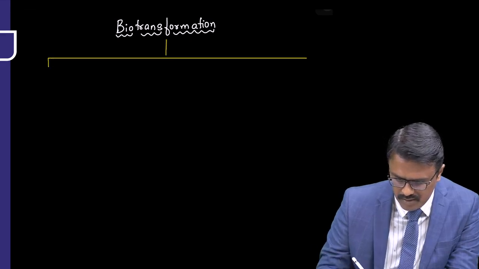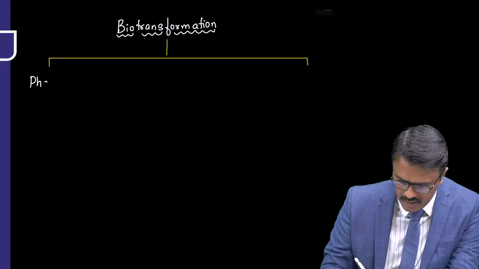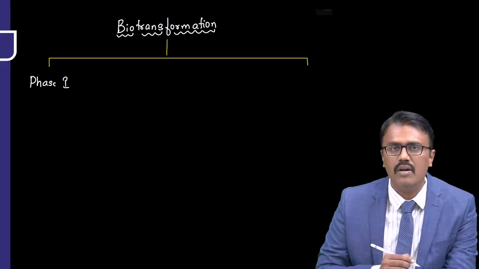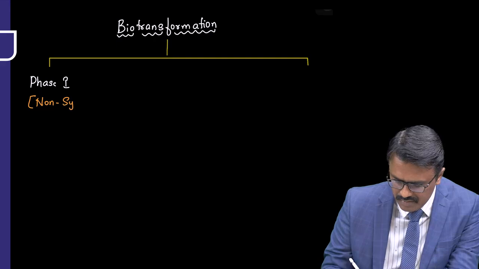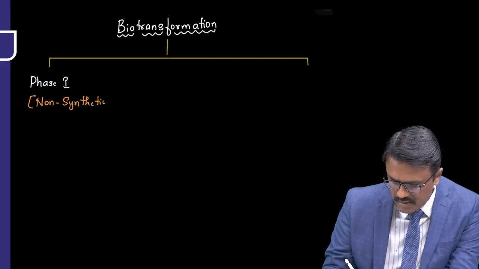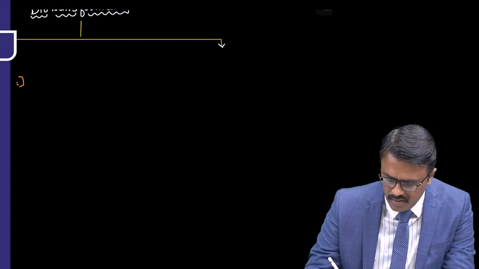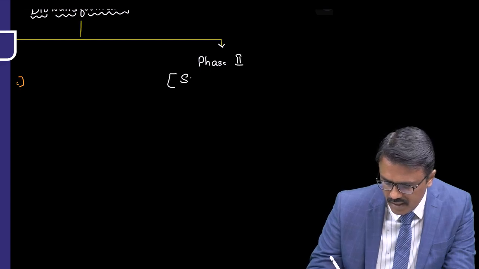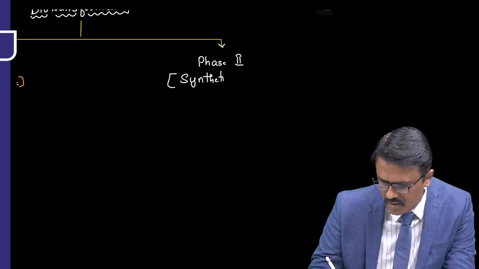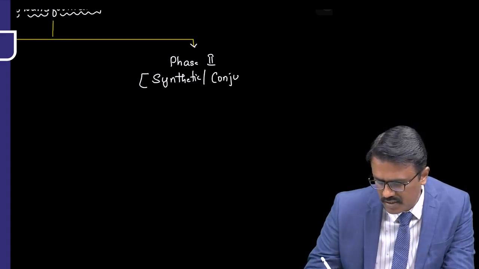So let me write that it has two important phases. What are those? Phase 1. These are called phase 1 reactions. Phase 1 reactions are also called non-synthetic reactions. Clear? Coming to phase 2 reactions, they are also called synthetic reactions, or by another name, conjugation reactions.